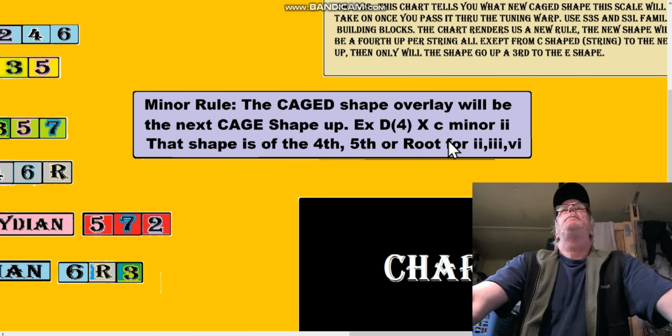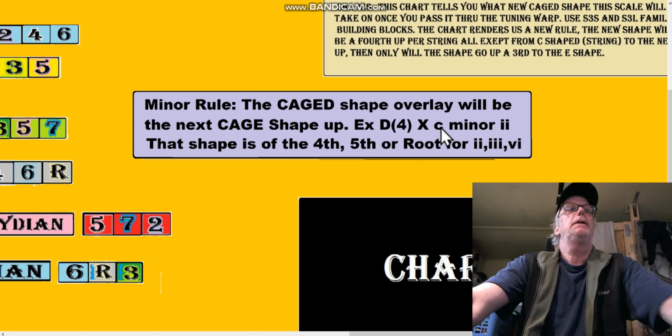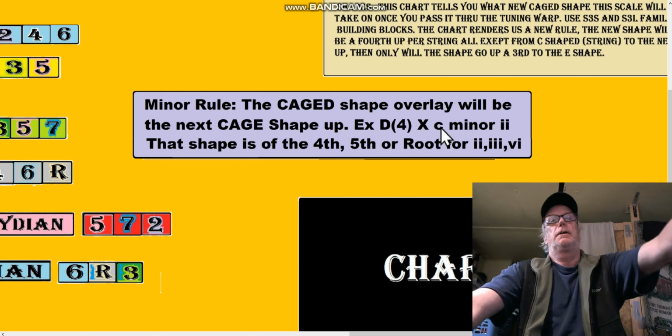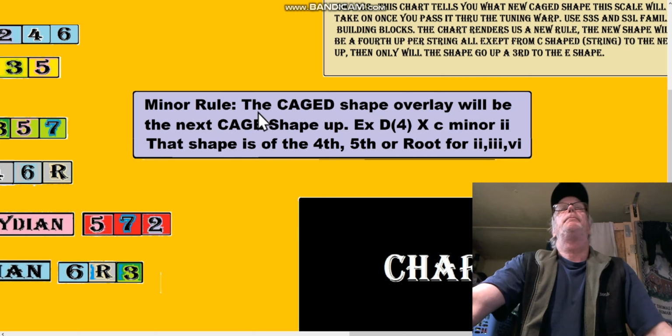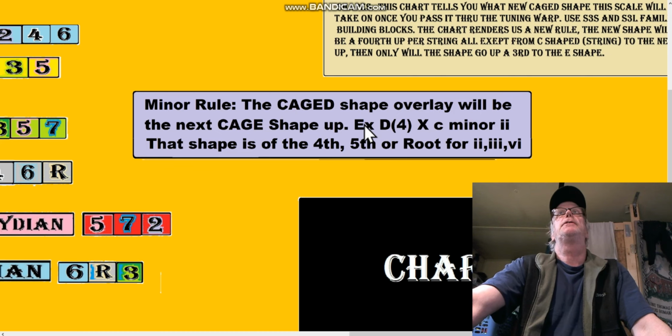So an example would be the C-shaped 2 minor, which would be in the key of C a D minor. The overlay that you'd play from C would go to D, which is the next CAGED shape up, the next CAGED letter up. You'd play that in the D box, and that D is going to be a fourth for the Dorian, a fifth for the Phrygian, and the root for the Aeolian. That's going to be the same each time.